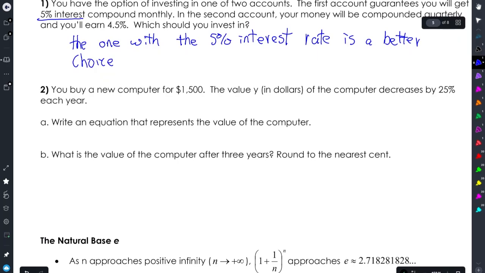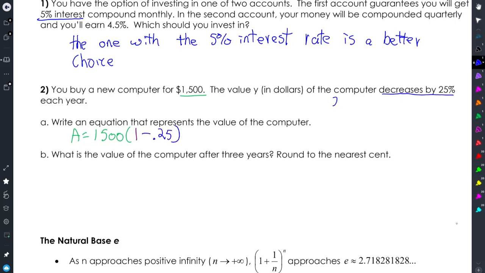Then number two, you buy a new computer for $1,500. The value Y in dollars of the computer decreases by 25% each year. Write an equation that represents the value of the computer. So A equals, our starting point is 1,500, and that's going to be 1, and because it's decreasing, it's minus 0.25, because 25% is 0.25 as a decimal, raised to the t power.